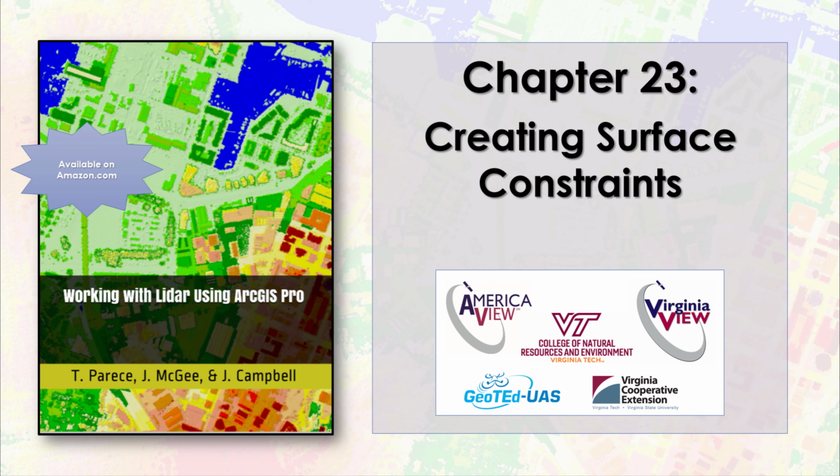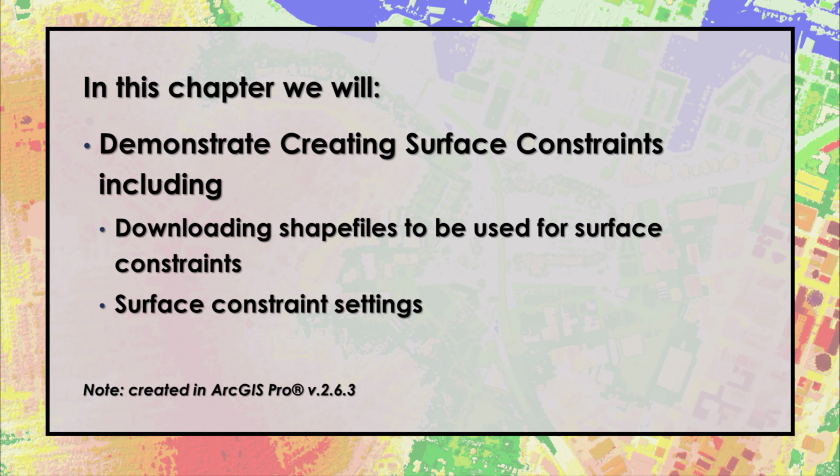Prior chapters omitted a discussion of surface constraints, which specify processing or classification limitations. Surface constraints are created using vector feature classes that represent a feature in the area covered by the LiDAR point cloud, such as trees or buildings. They can be included when creating a LAS dataset, or they can be added later.